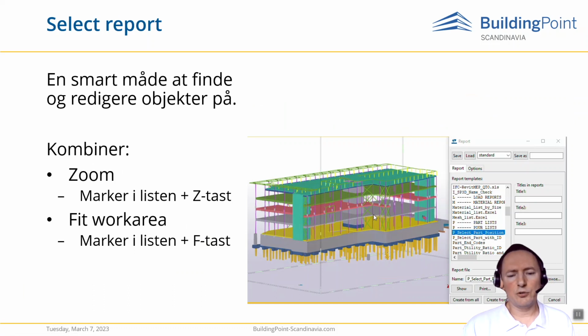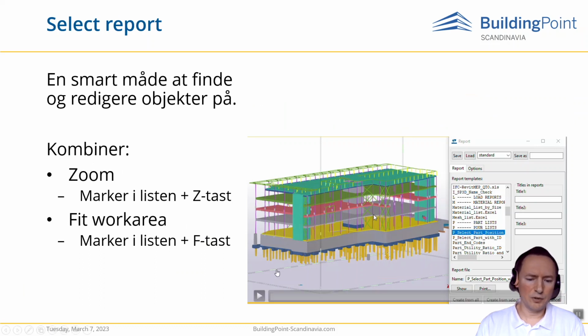There are also other ways to find parts in your model and do some quality check. There is a report in almost all environments called p-select part position. It's a list that is interacting with the model. So if we have a look here.